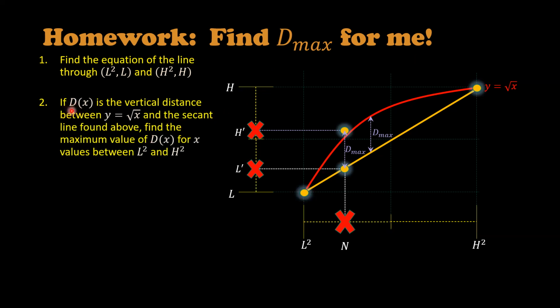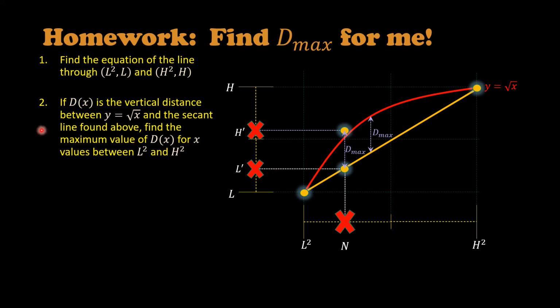So then, I'm going to have this function d of x. If that's the vertical distance between square root of x and the secant line, whatever the equation is, then find the max value of d of x. So in other words, what's this d max, right? And that's the part where you got to do a little bit of calculus. So our d of x will be square root of x minus whatever the equation of the line is, minus quantity mx plus b. Okay, and then that'll be the d max, and that'll allow you to calculate what the h prime is, what the upper bound is.